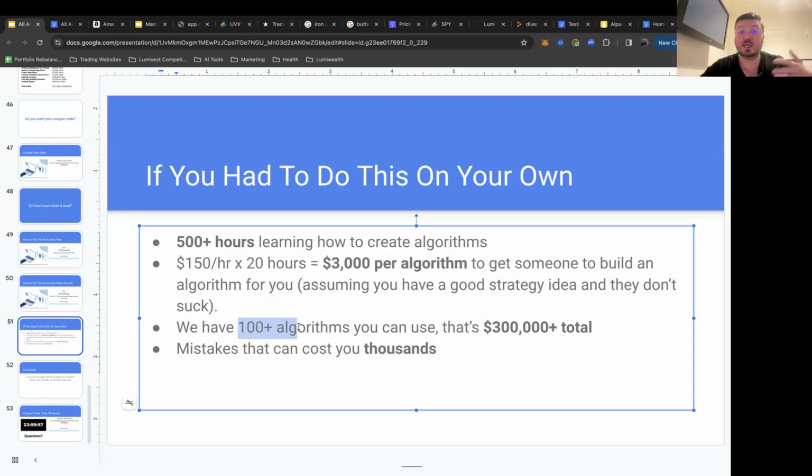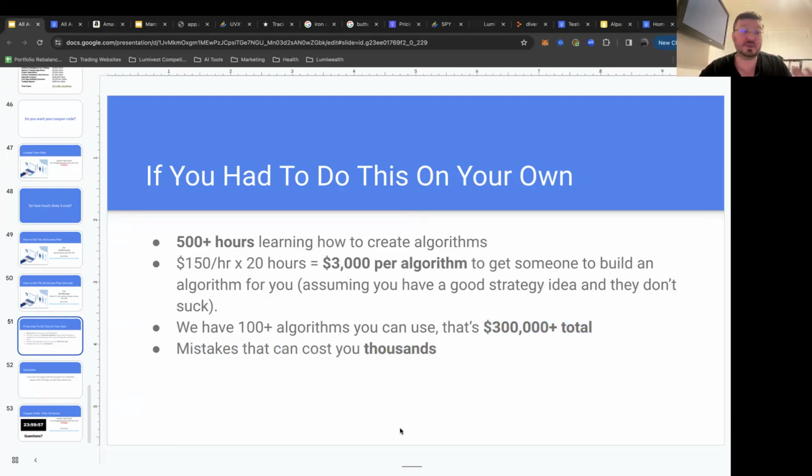If you think about 100 algorithms times $3,000 an algorithm, that's $300,000. If you spend that money, you'll probably eventually find some that work out well, right? But it will take a while before you get to the point that we've gotten to over the years. So we can save you all that work, time, effort, and money, and potentially mistakes that cost you thousands of dollars, if not more, if you just sign up to our product and get the shortcut.